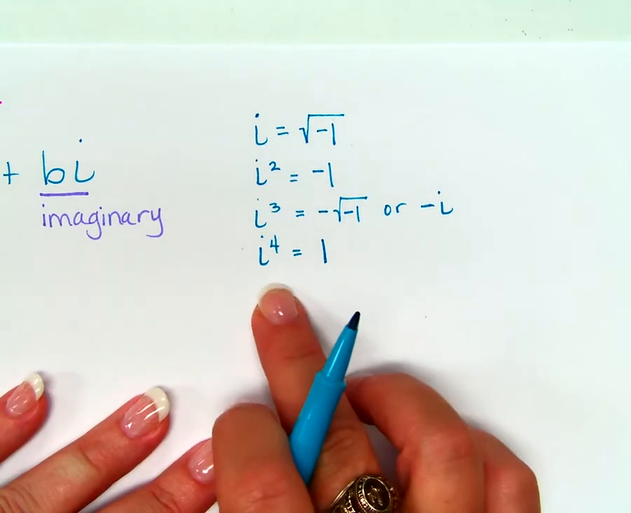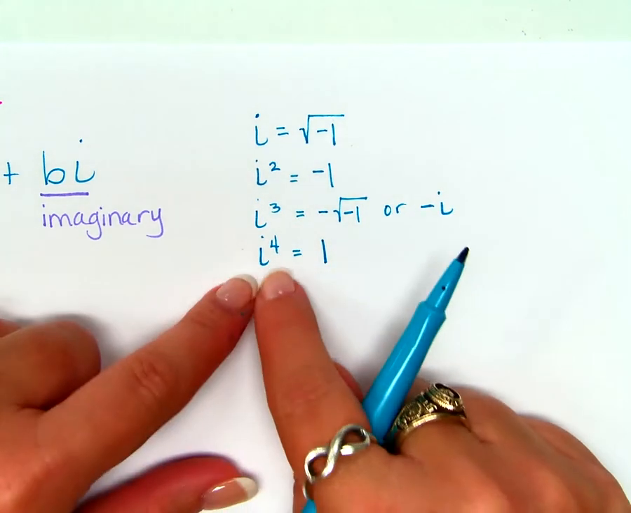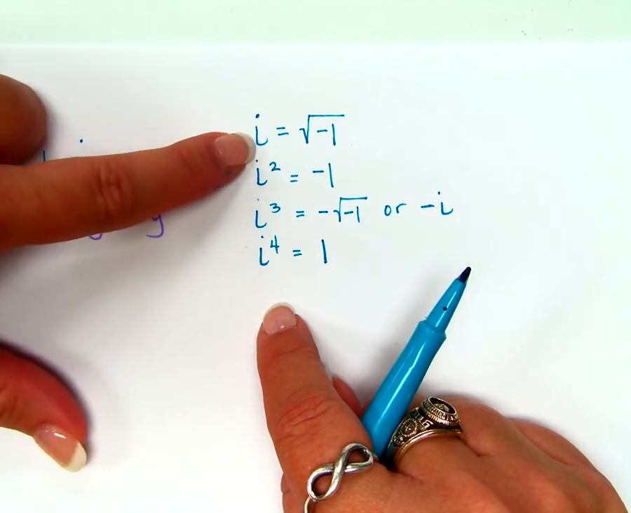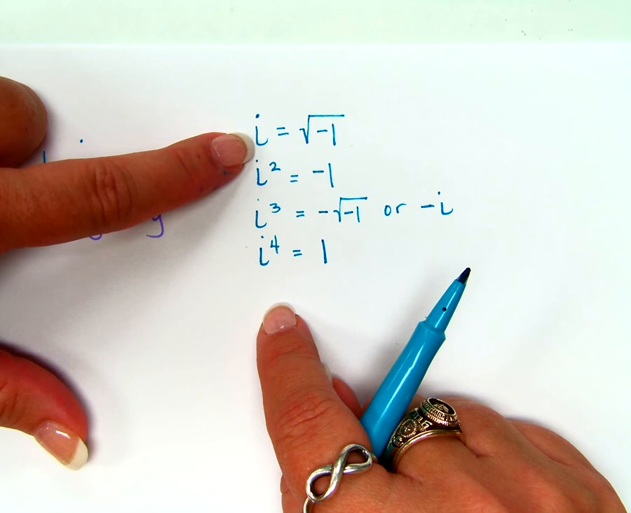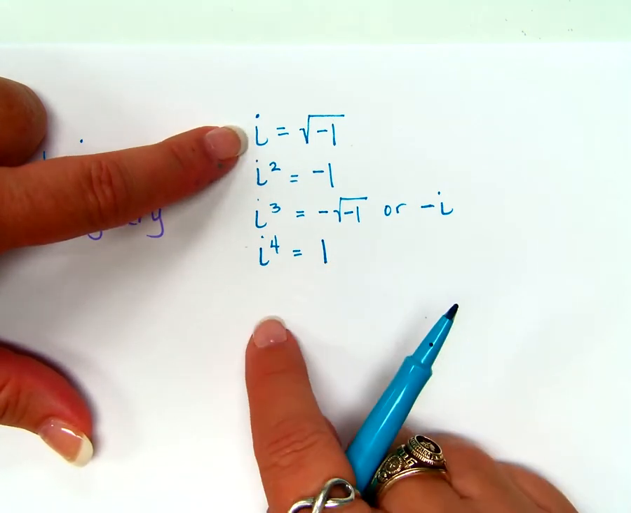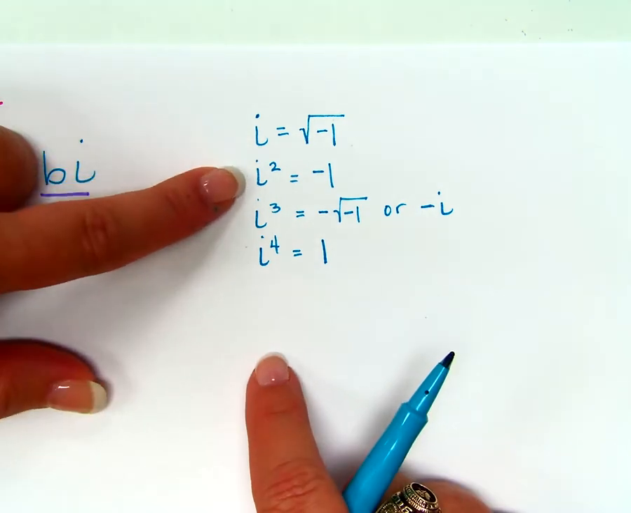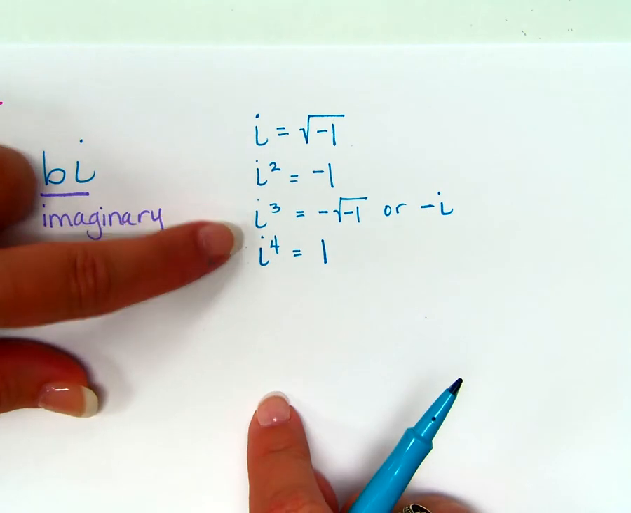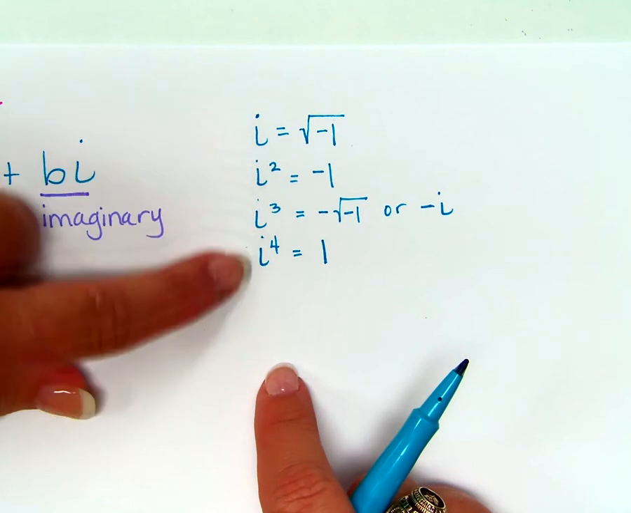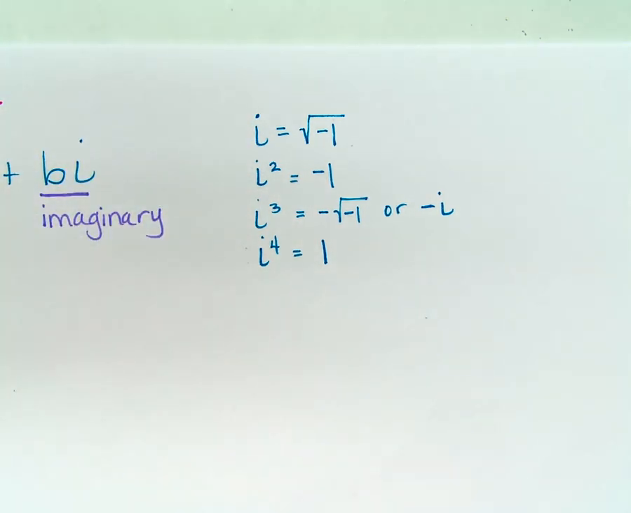Do you remember what happens after that? No. Let's think about it for a second. i to the fifth would be the same as i to the fourth times i, right? Which would be 1 times i, so i. What about i to the sixth? -1. What about i to the seventh? Negative i. What about i to the eighth? It would be 1. So it's a pattern, right? i to the fifth repeats the pattern, i to the ninth repeats the pattern, and so on. Okay? Do you remember that?